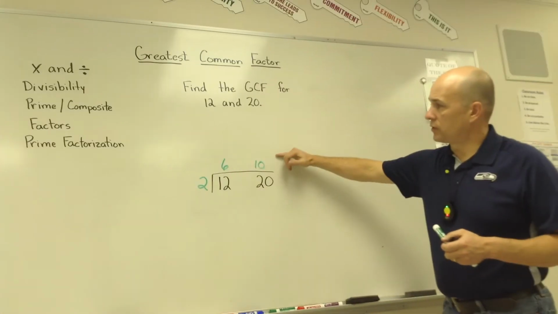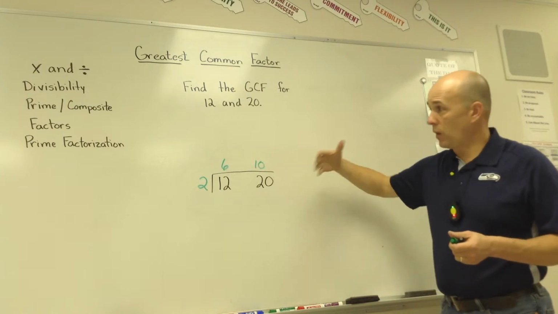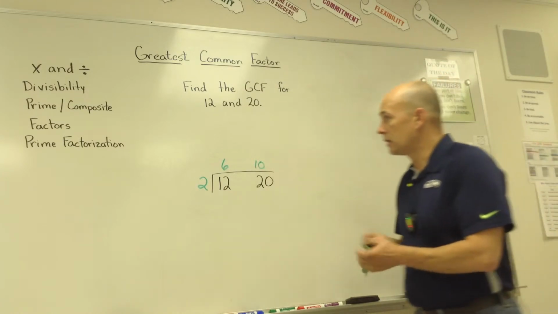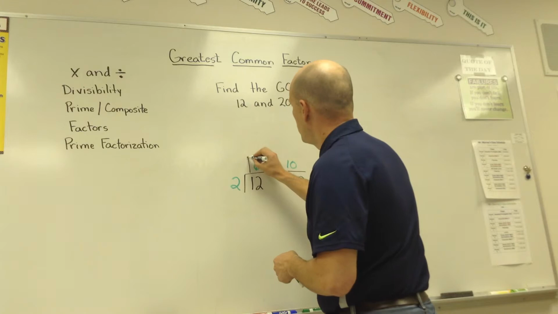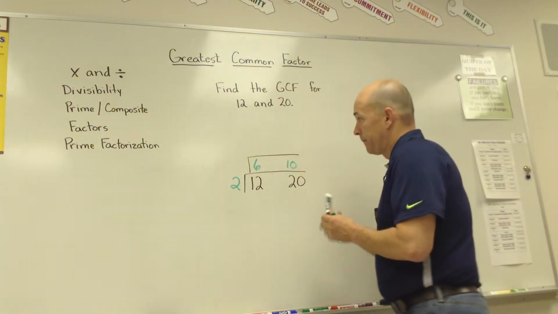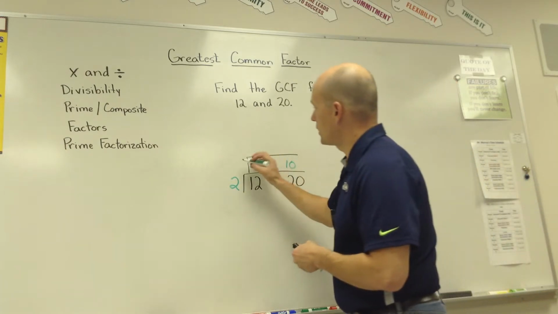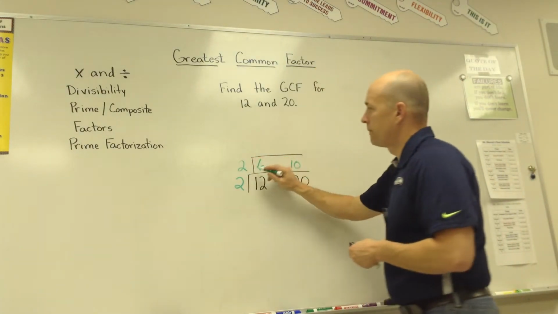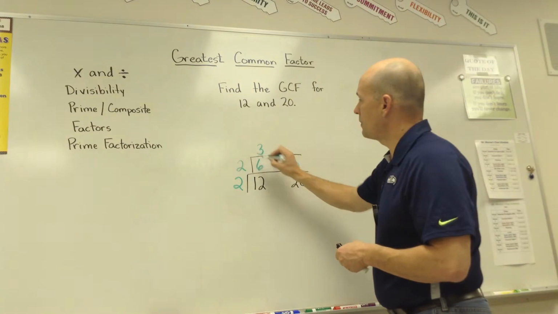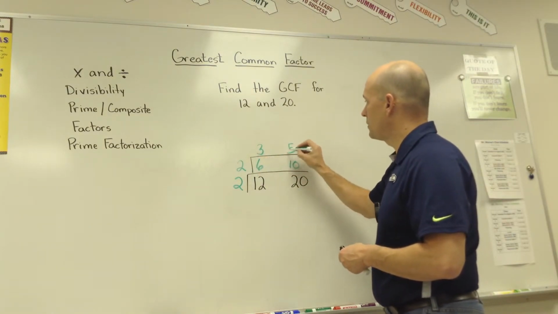And now I've done that part. Now I look at the numbers here and I say, wow, these are both even still. So I've got another layer to put on my cake. Okay? I look at these, they're both even, so I know that 2 works again. All right? 2 goes into 6 3 times. 2 goes into 10 5 times.